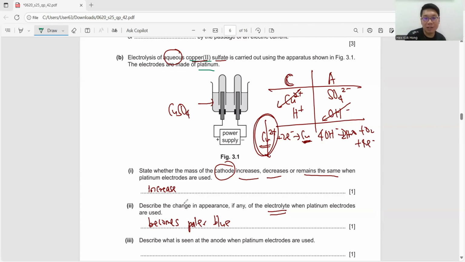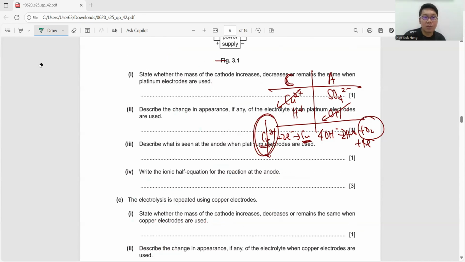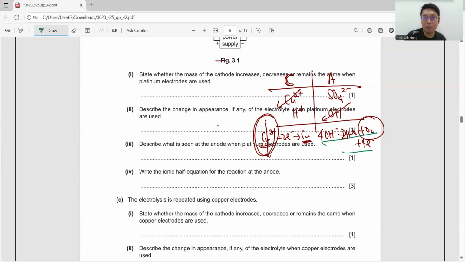Number 3, describe what is seen at anode when platinum electrode is used. So we will see oxygen released. But don't tell me oxygen is released because you can't define what gas is released. So you can only tell me it has bubbles. Then they ask you to write the ionic half equation of the anode. We just copy this part. 3 marks.